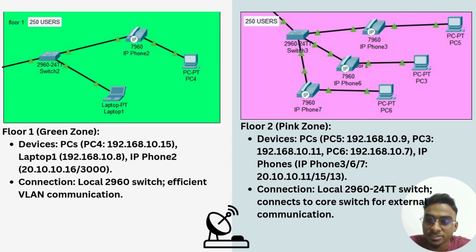For the second floor, it's the pink zone. The second floor is similar to the first but has a higher concentration of IP phones, with the IP addresses 20.10.10.11, 15, and 13, and the PCs, PC5 and PC6, with the IP addresses 192.168.10.9, 11, and 7. The local 2960-24T switch enables communication within the floor while connecting to the core switch for inter-floor and external communication.